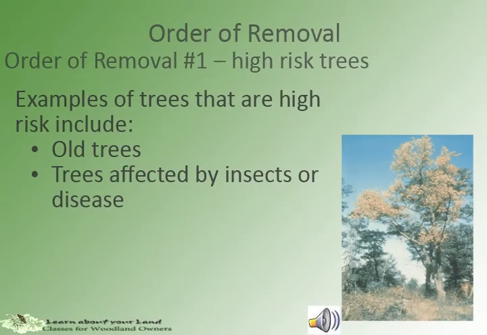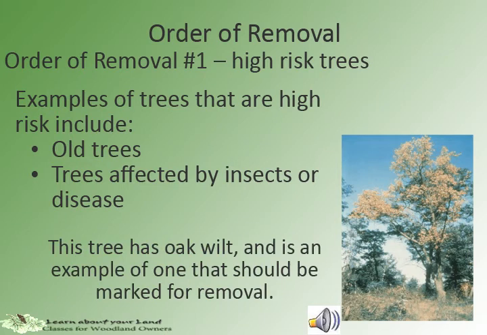In the order of removal, the first option is to remove high-risk trees. High-risk trees are those that are likely to die in the next 3 to 7 years. Mark any of those trees, then check the stocking level. If you have achieved your desired stocking level, you would stop here and cut your trees. If you are still overstocked, you would move on to order removal number 2.